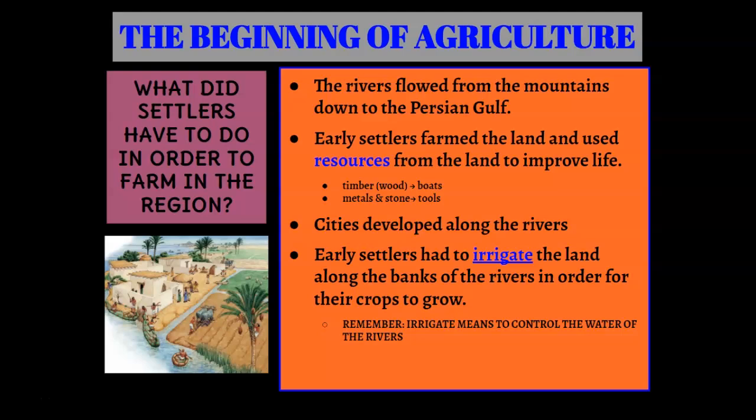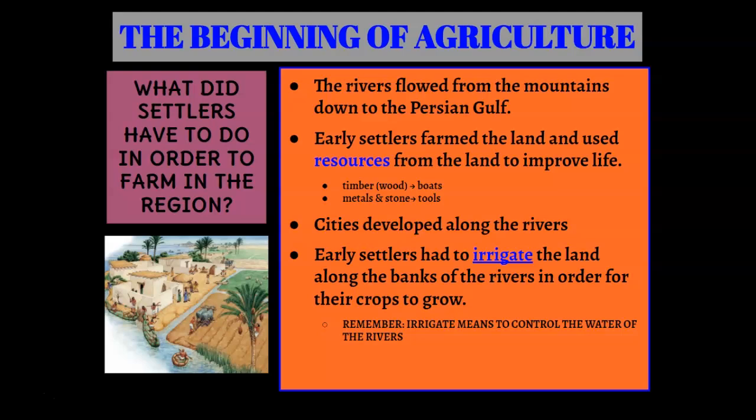And early farmers or early settlers farmed the land and used the resources from the land to help improve their life. They were able to get timber from the mountains, and this is used to help them make boats. They were also able to find metal and stone to make tools. And so cities start to develop along the rivers. And this is a really important thing to note: cities develop along the rivers because rivers have so many resources that you might not even think about, which we'll get into in a little bit.